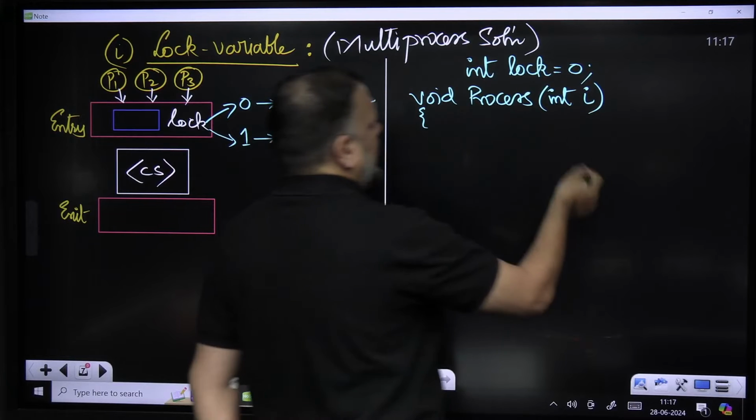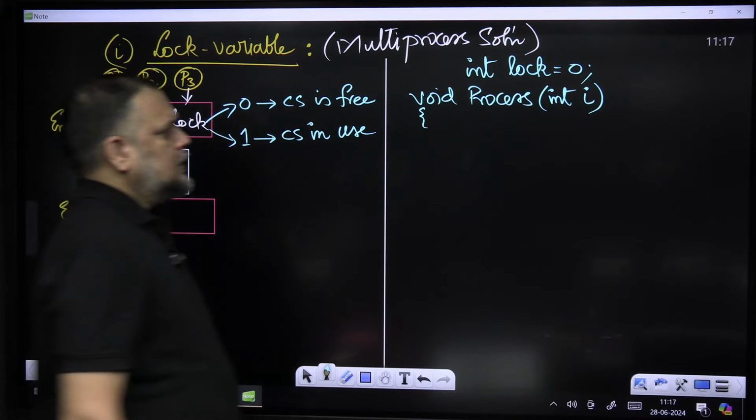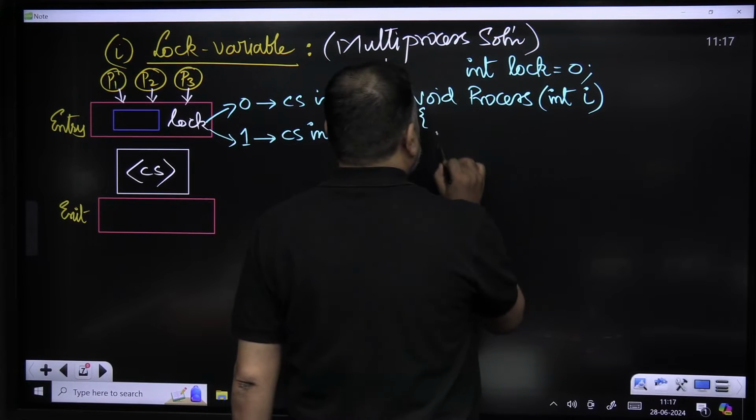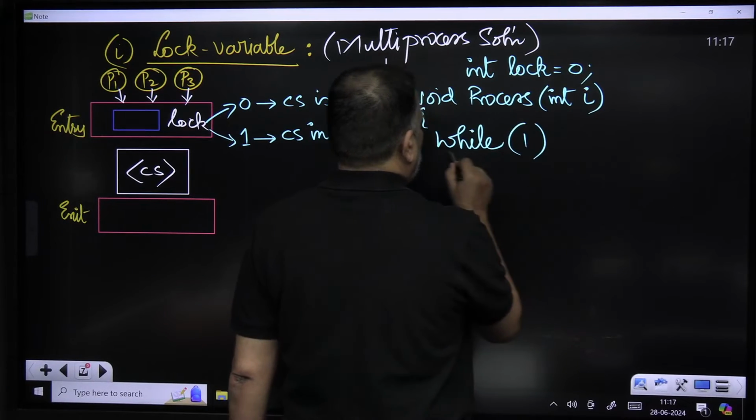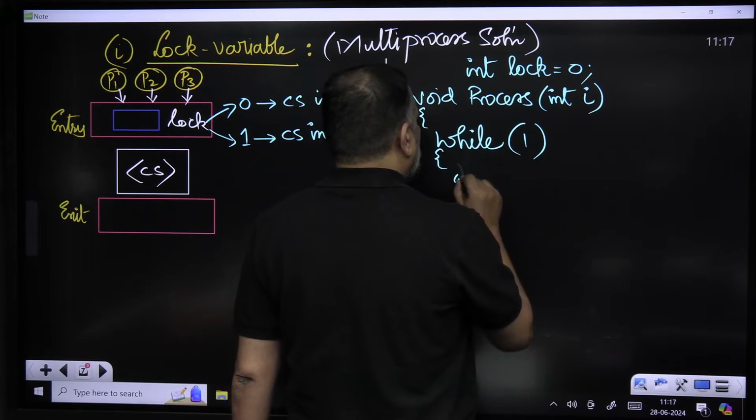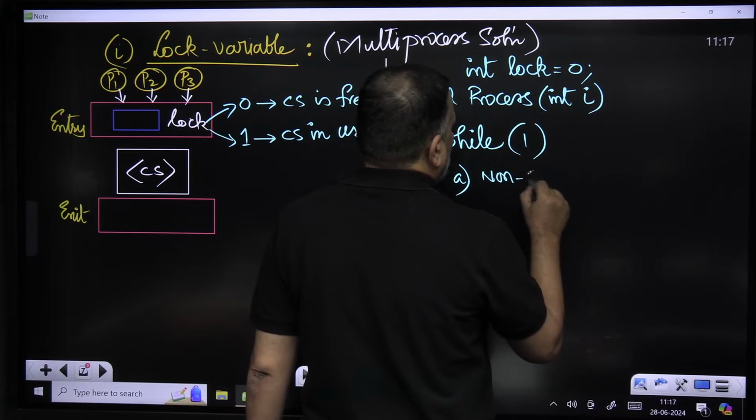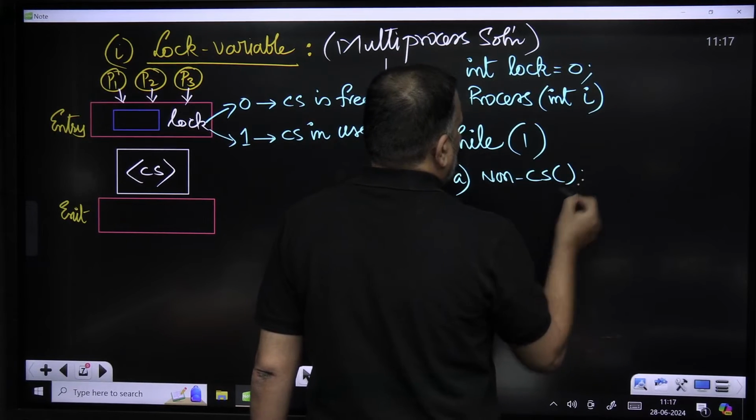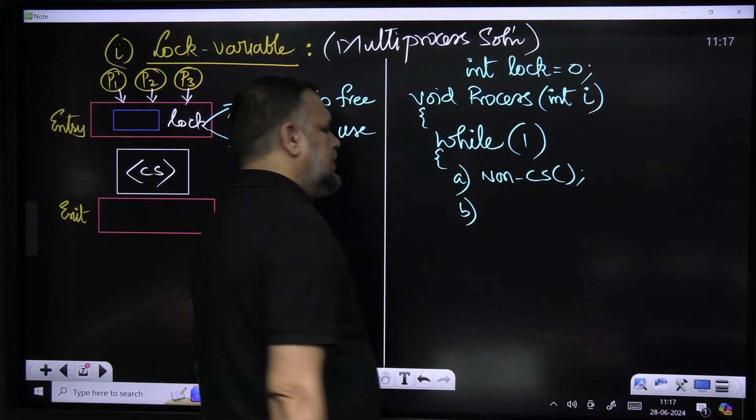The i is the process ID: P1, P2, P3, P4, something like that. So any process desiring to enter the critical section will have to execute this code, right? So I would say while(1). Initially, we may assume the process may have a non-critical section. Non-critical section is also called remainder section. You can put the non-critical section anywhere, here in the beginning or at the end, in the middle, wherever you want.